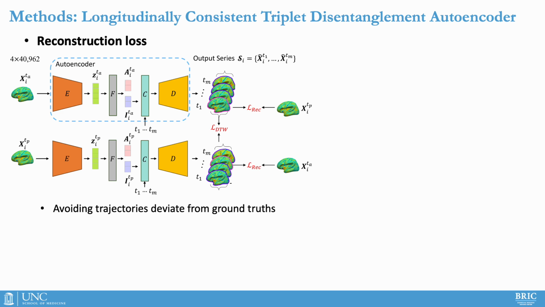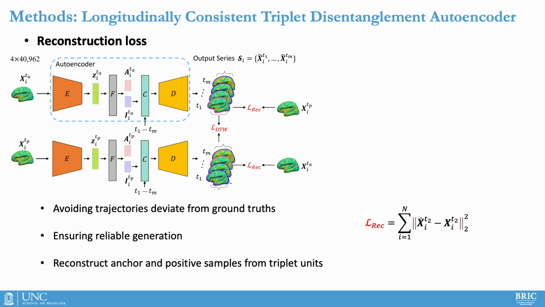To avoid a scenario where trajectories deviate from the corresponding ground truths, and to ensure meaningful and reliable generation of cortical surface maps, we have incorporated a reconstruction loss. Note that only the anchor and positive surfaces from the triplet units are included for the reconstruction loss, since they have their corresponding ground truths.